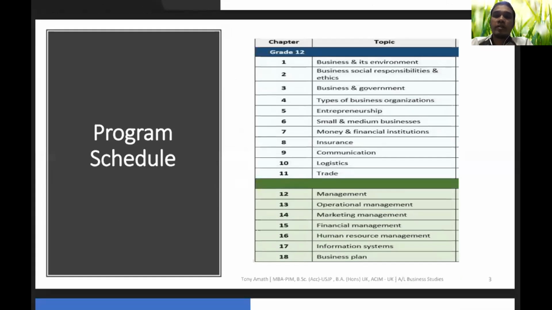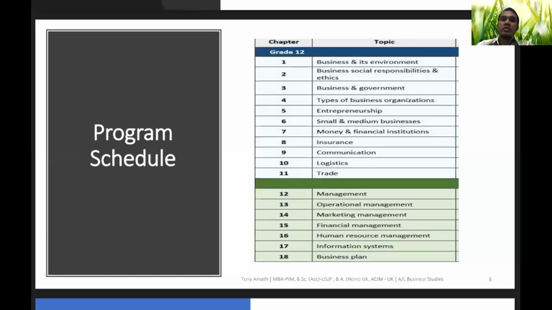So now if you look at the program schedule, or I would say the chapters or the syllabus for advanced level, as you all know, you have a grade 12 syllabus as well as a grade 13 syllabus. So there are basically 2 years that you have to study, right? In grade 12, you will have somewhere around 11 chapters.